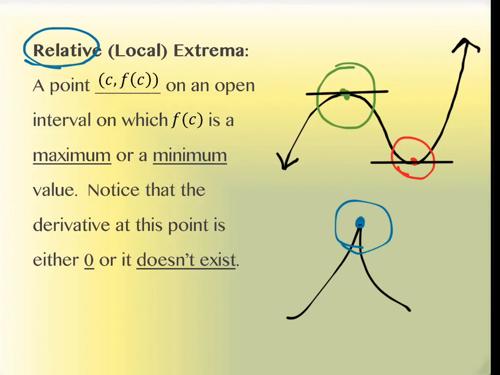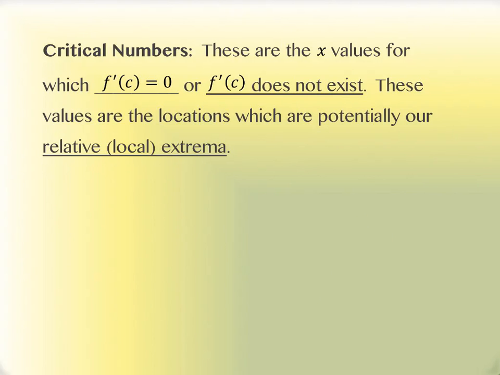So that's what this is. This is a relative argument that you're making in a local area, a small area surrounding the point, whether it is a peak or a valley. It's called a relative extrema. Now, these points are also called critical numbers. The way that we find these points is we find locations where the derivative is either 0 or it doesn't exist. And if it's 0 or doesn't exist, then we have places that are potentially relative extreme points.